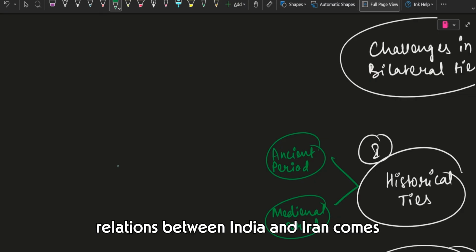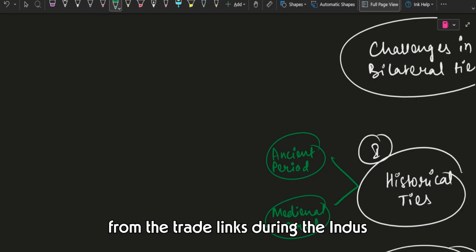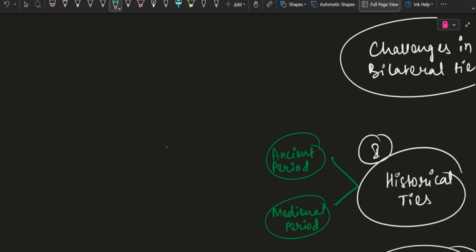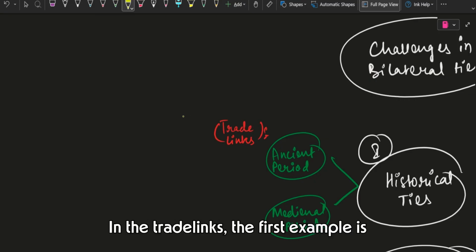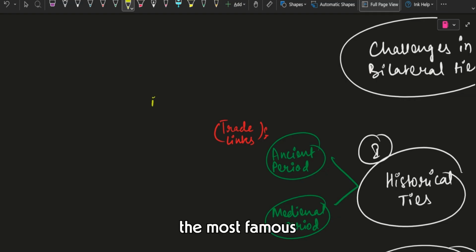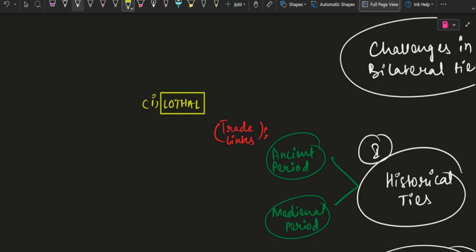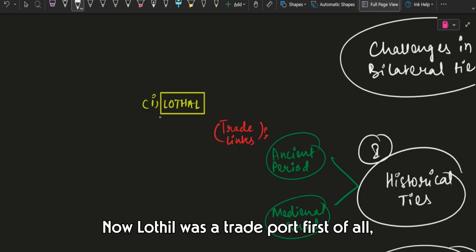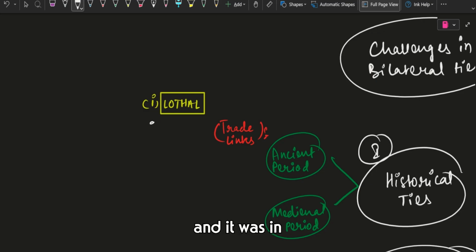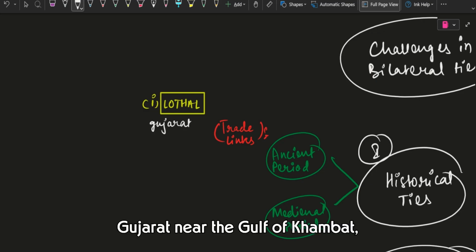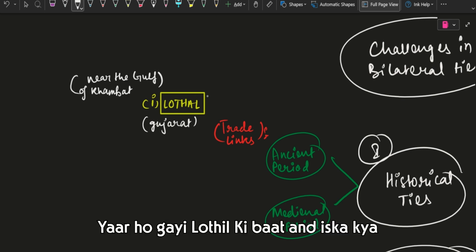trade relations between India and Iran comes from the trade links during the Indus Valley civilization. In the trade links, the first example is the most famous Indus Valley site, which is Lothal. Now, Lothal was a trade port, first of all, and it was in Gujarat near the Gulf of Khambat. ये हो गई लोथल की बात.